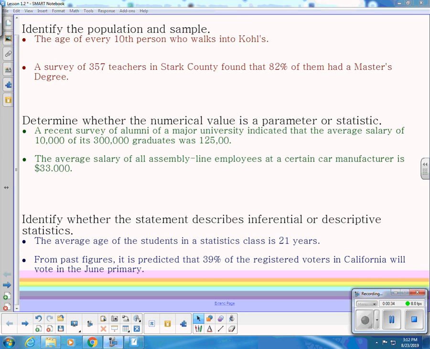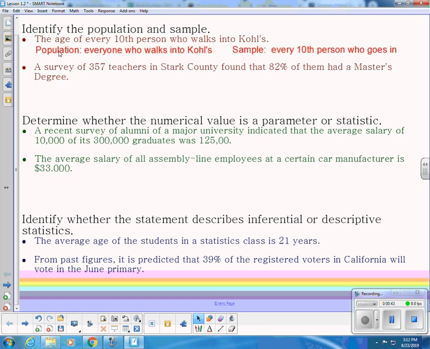Okay, in the first one, the age of every 10th person who walks into Kohl's. Everyone who walks into Kohl's is the population they're looking at. The survey is just using the sample of every 10th person who goes in. A survey of 357 teachers in Stark County found that 82% of them had a master's degree. Well, we're really interested in all the teachers of Stark County, so that's the population. The sample is the 357 actually got surveyed. A numerical value that's a parameter is dealing with a population, and a statistic is dealing with a sample.